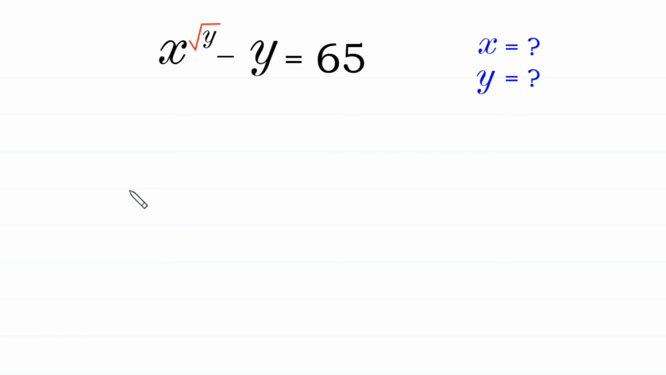Hello, welcome to how to solve this exponential equation. x to the power square root of y, minus y is equal to 65, and we need to find the values of x and y.